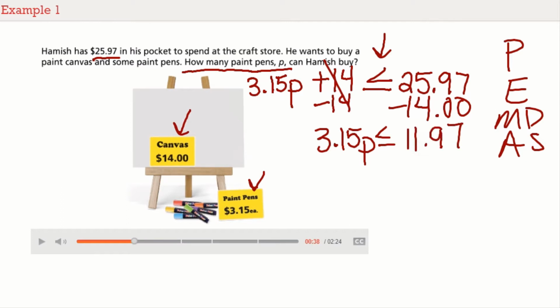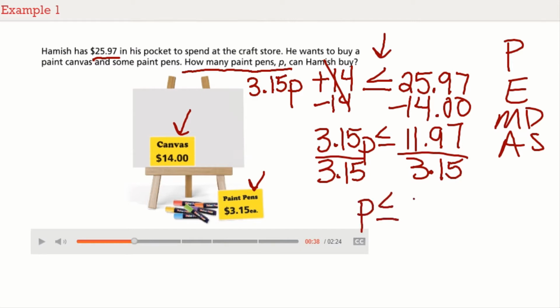Next step is to divide, because the $3.15 in P is connected through multiplication. The inverse of multiplication is division. So we have to divide $3.15 on both sides. And we're left with P is less than or equal to 3 8/10. Now we have to graph this.